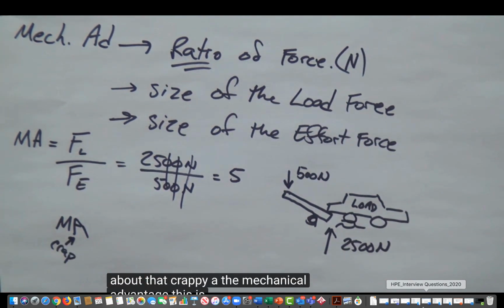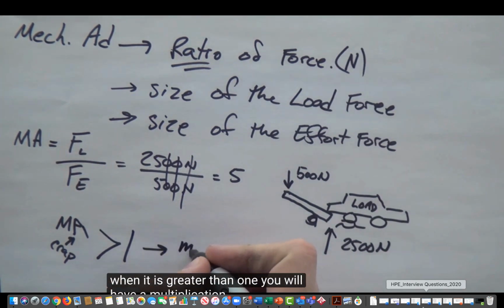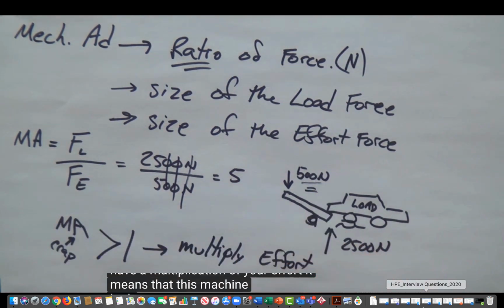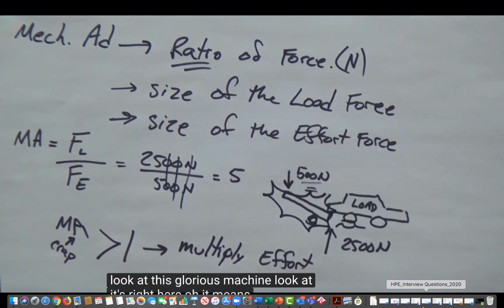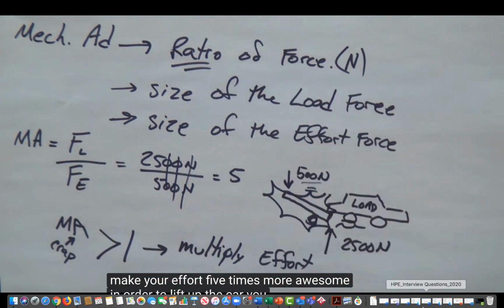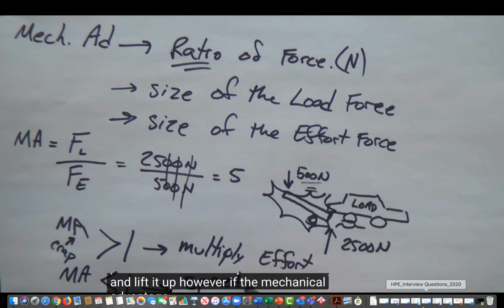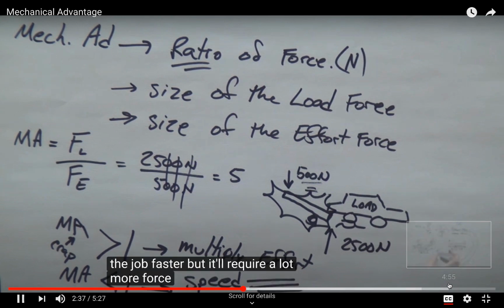The mechanical advantage, this is the important stuff. When it is greater than 1, you will have a multiplication of your effort. It means that this machine, look at this glorious machine. Look at it, it's right here. Oh, it means that it will make your effort 5 times more awesome in order to lift up the car. You couldn't put 500 newtons with your bare hands and lift it up. However, if the mechanical advantage is less than 1, then you have a speed effect. Now that's good. It'll do the job faster, but it'll require a lot more force.